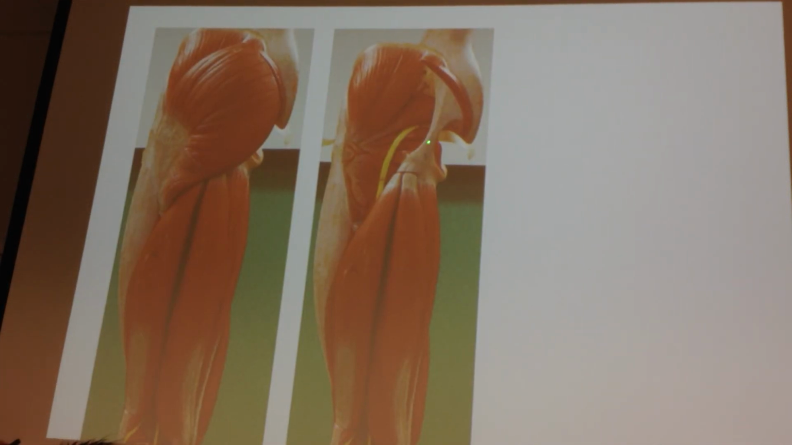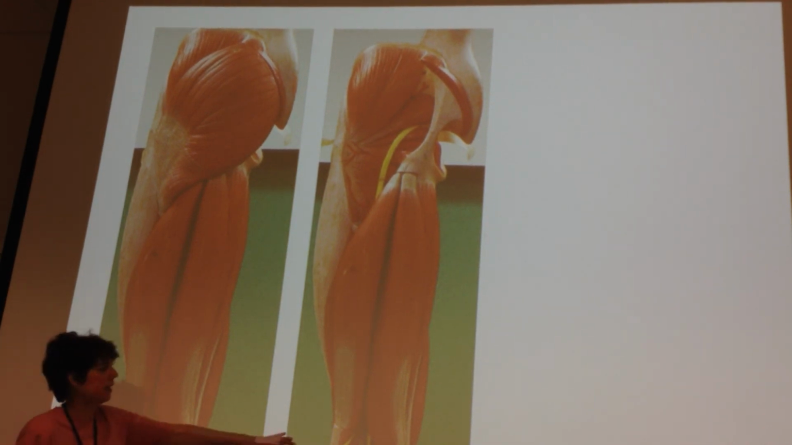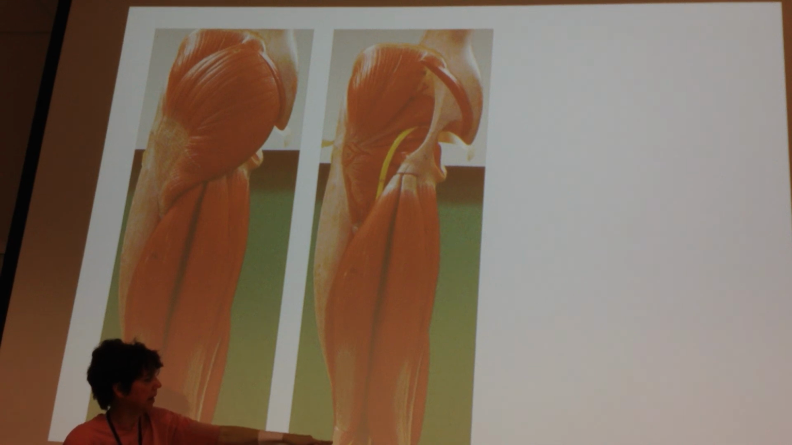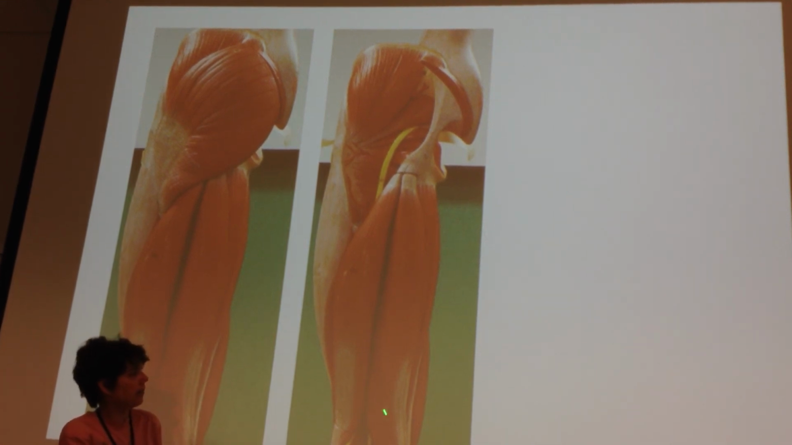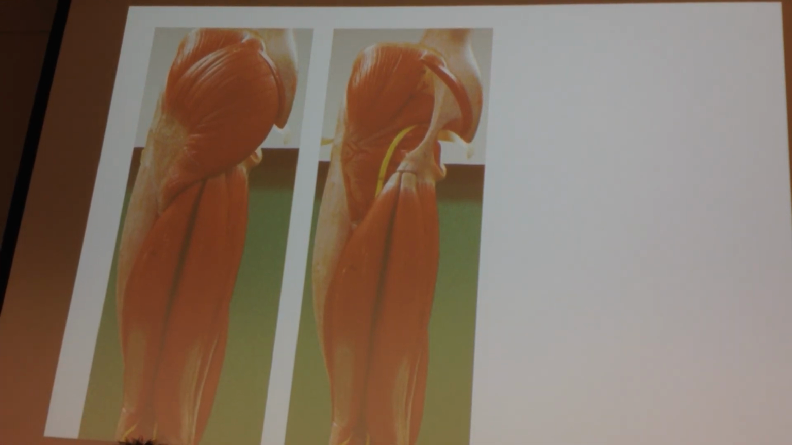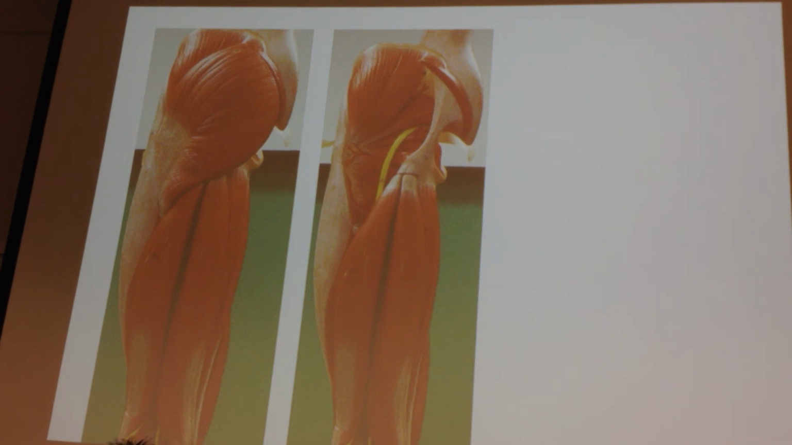So here you can see that we have the ischial tuberosity here. And then this is going to be lateral. This is our greater trochanter. And so we have the biceps femoris, long head going to the fibula, and the short head is going to be right here. On this side we have two muscles, semimembranosus and semitendinosus.